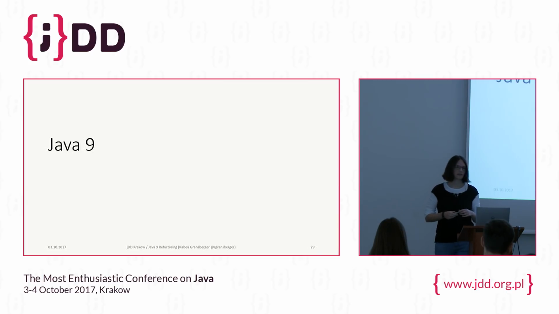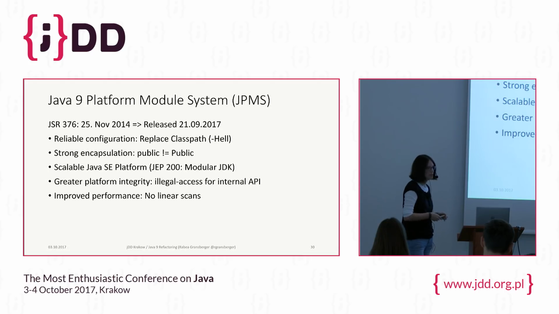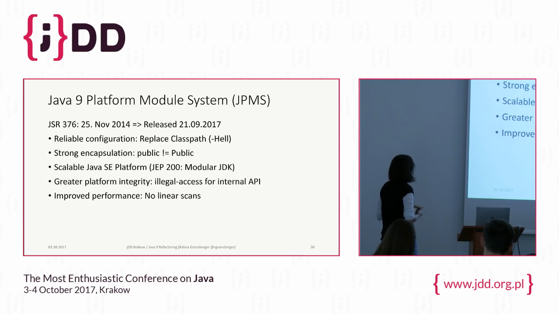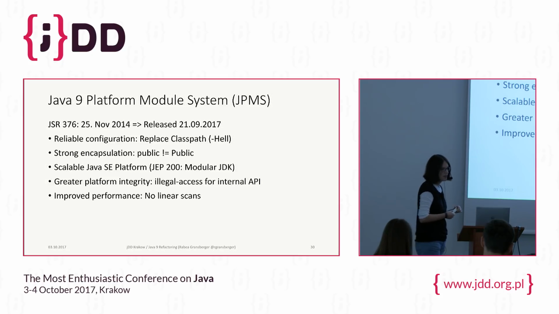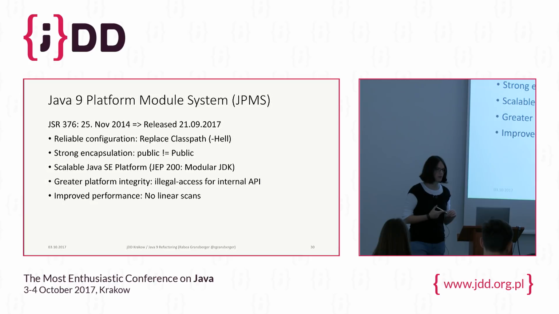So let's take a step back and look at some of the theory for Java 9. Java 9 was released 1.5 weeks ago, on the 21st of September. The main JSR 376 for the platform module system was funded in 2014, but there were already some discussions going on before that. The main objective in introducing the module system was reliable configuration.